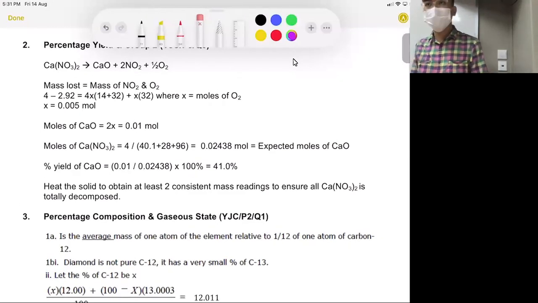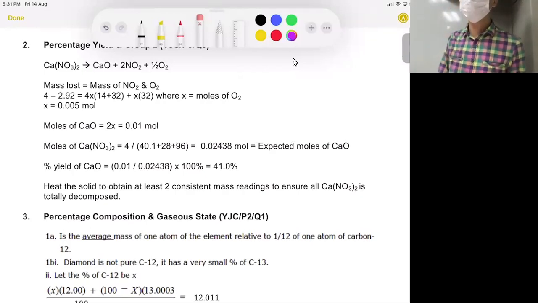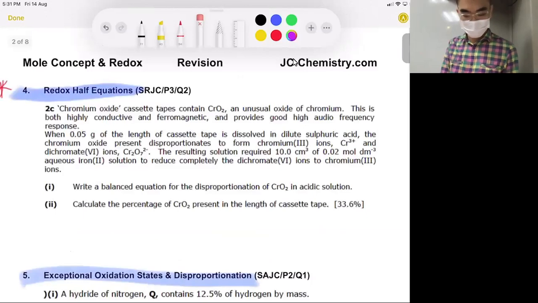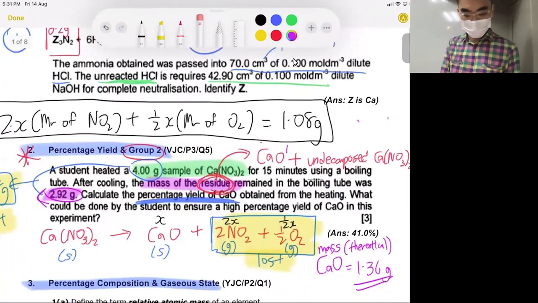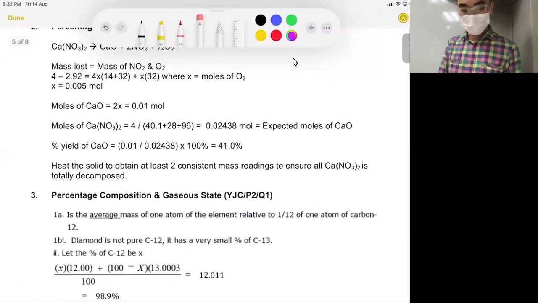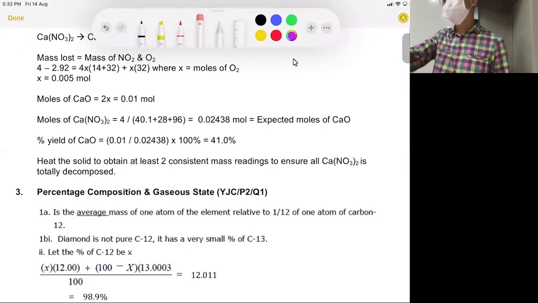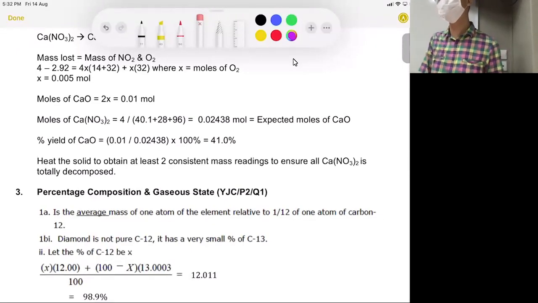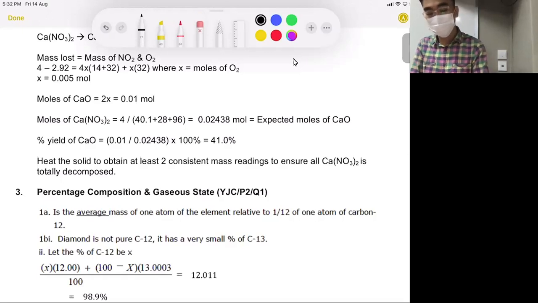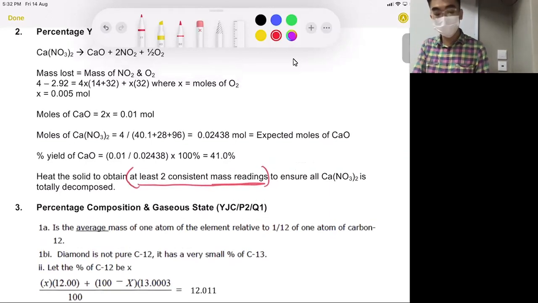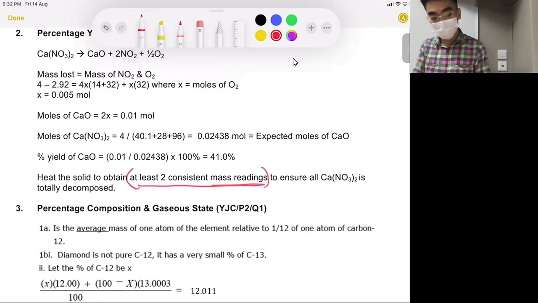Okay, the last part of the question they ask you, right? How do you ensure that the percentage yield is high? In this case, most students will say hit longer. I ask every student, right, they'll tell me hit longer. Then my reply to you is, hit how long? Hit until infinity, man. So you must be a bit more specific. Heat until you obtain two consistent readings. Then you will stop already. Okay, of course it's over time now. So this is like your precautionary steps.